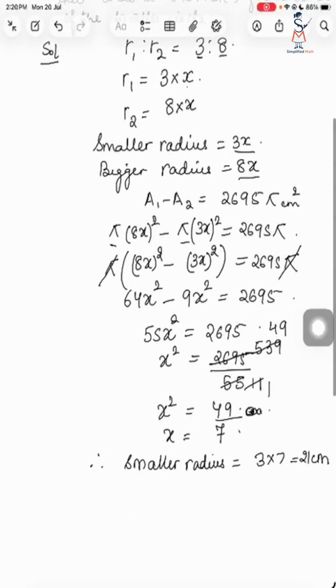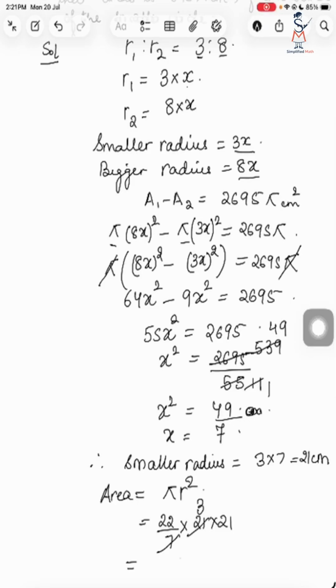Now what will be the area of the smaller circle? We have to find pi r square. Pi is 22 by 7, r is 21 into 21. 3, that is 22 into 63. 22 into 63 becomes 1386 centimeter square. So this is the area of the smaller circle.